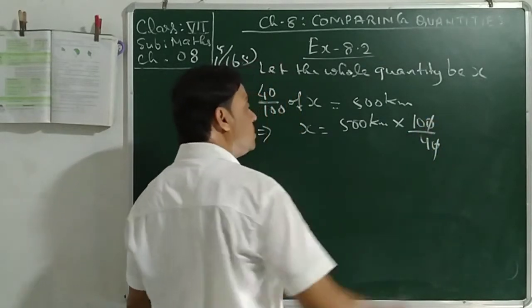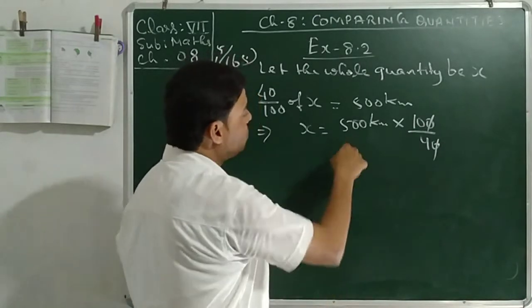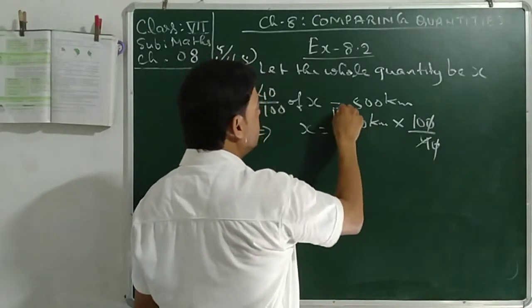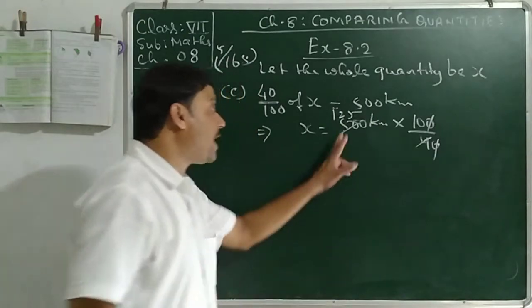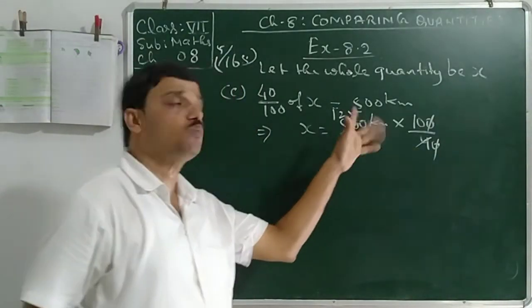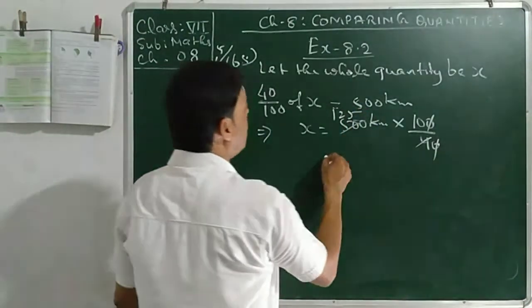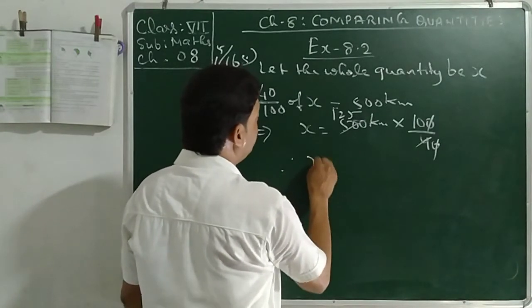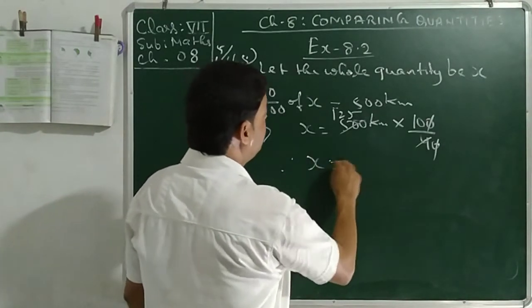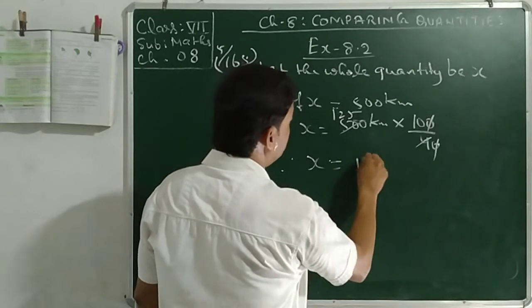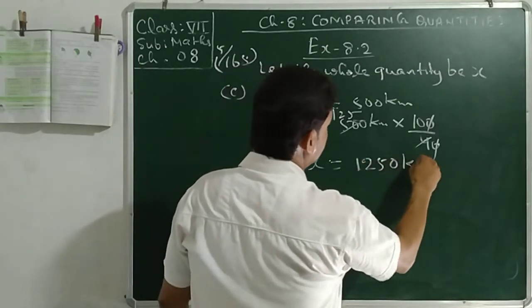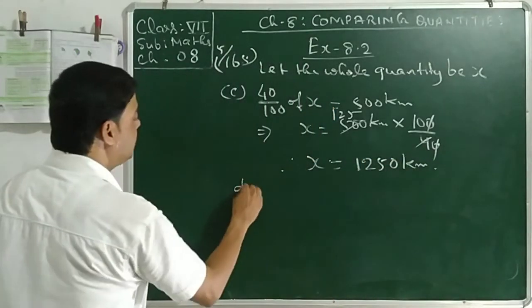Now 4 into 125 you will get 500. 500 divided by 4 you will get 125. Now 125 into 10 will be 1250 kilometer. Come to the D number now.